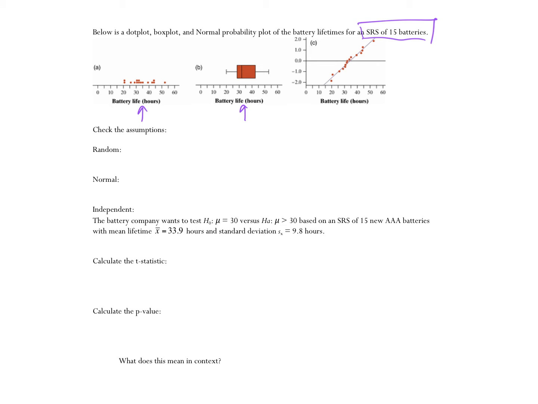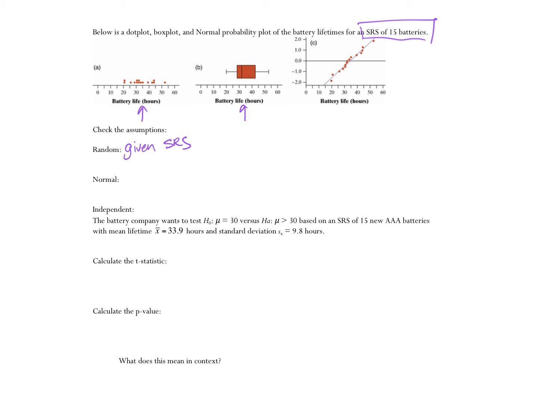The SRS is like my favorite thing ever. We were given that this is a simple random sample. All right. Normal. So when you say that, which graph are we looking at? A. If you said there's no major skewness or outliers from the box plot, that would be fine too.